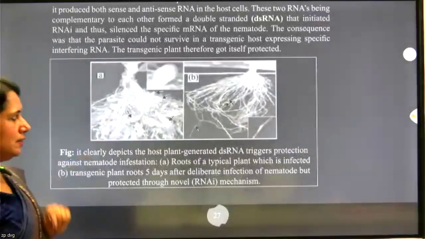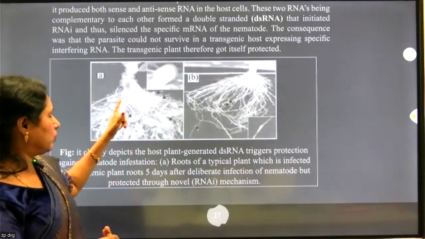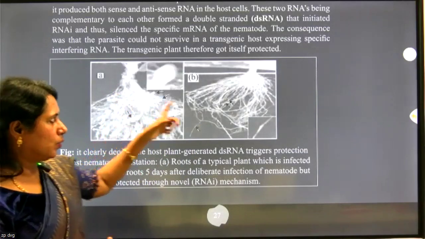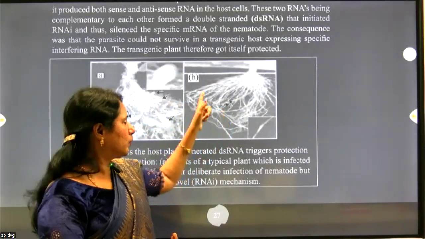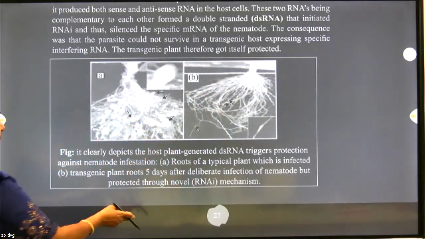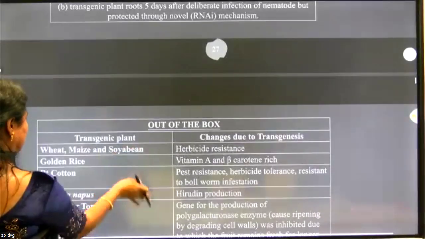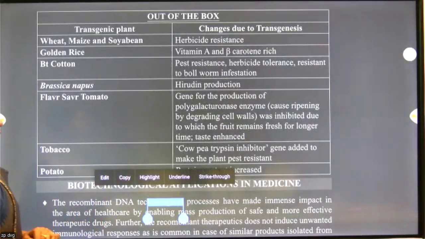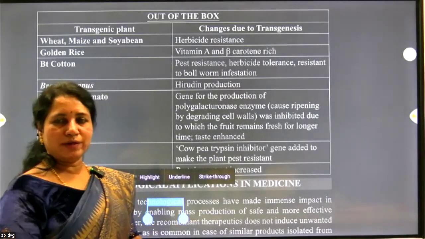So this is the image of the root system of the tobacco plant. When it is healthy, it looks like this. When it is infested with the nematode, you can see the roots, they are all with knots. So these are some examples of transgenic plants, that means genetically modified crops.